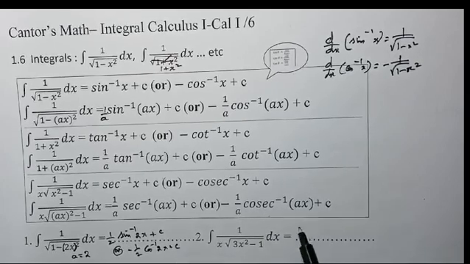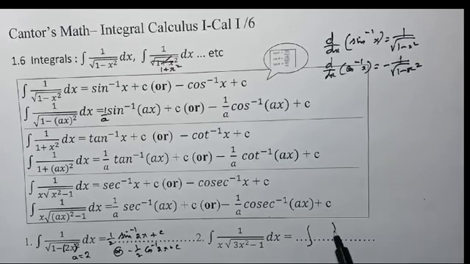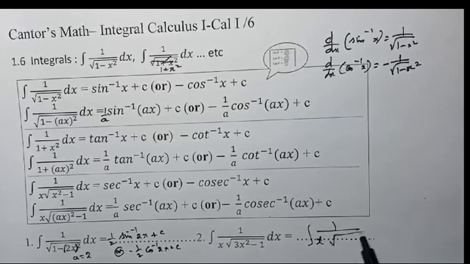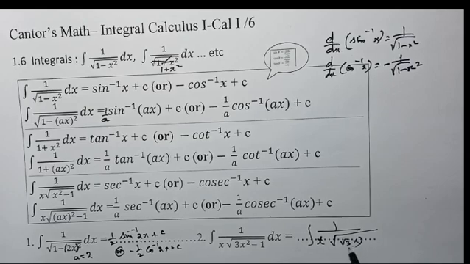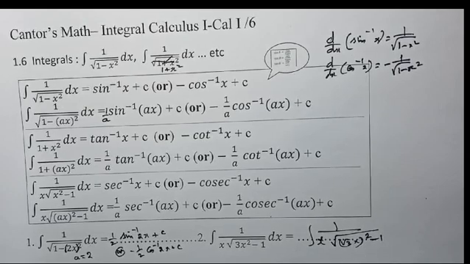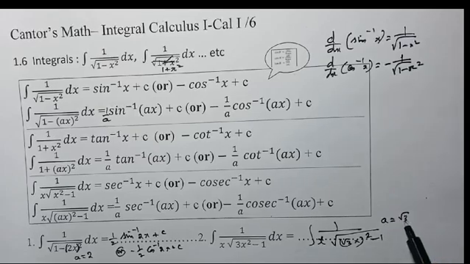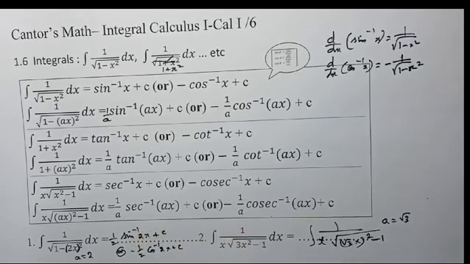Now, problem number 2. Here you have to write it like this: x into root of (root 3 x) whole squared minus 1. Now compare with this. Here a equals root 3, and you apply this formula. That's all.